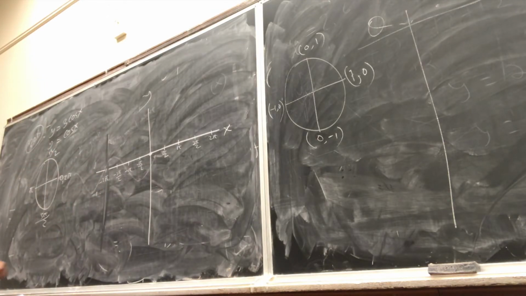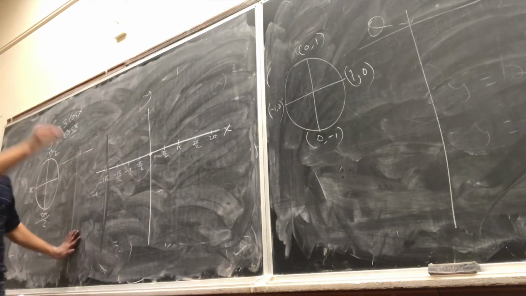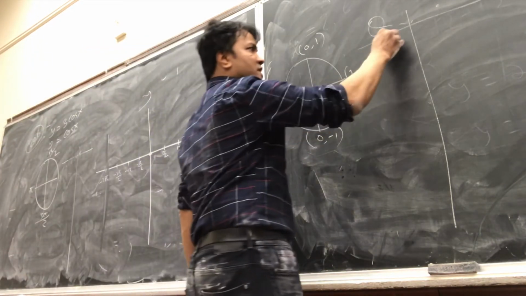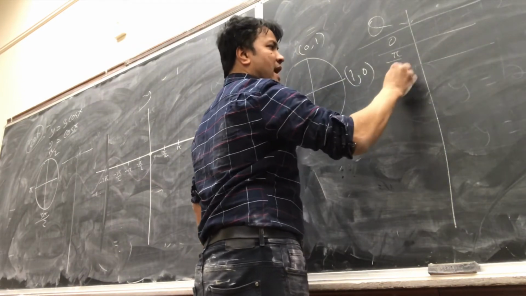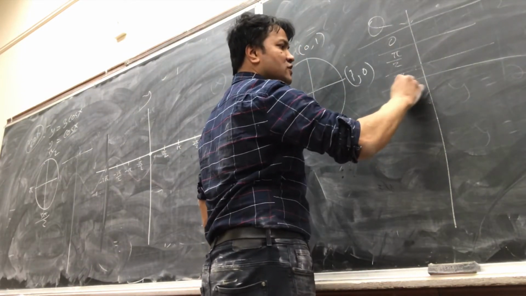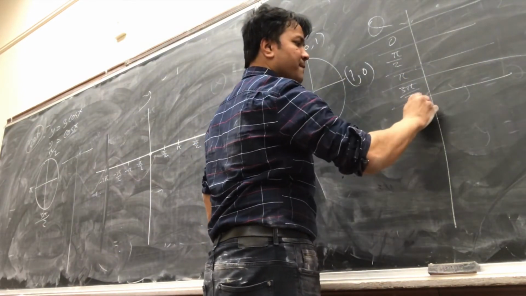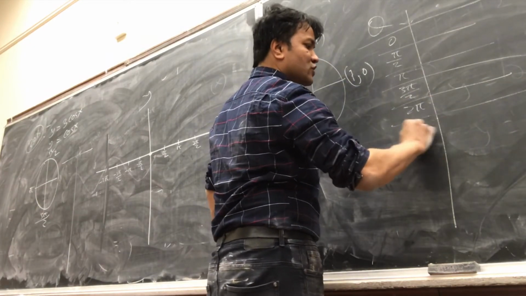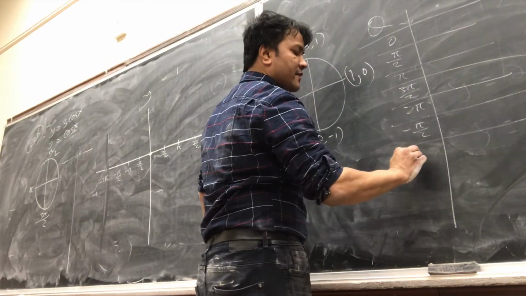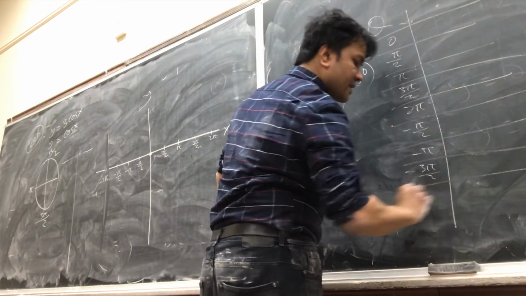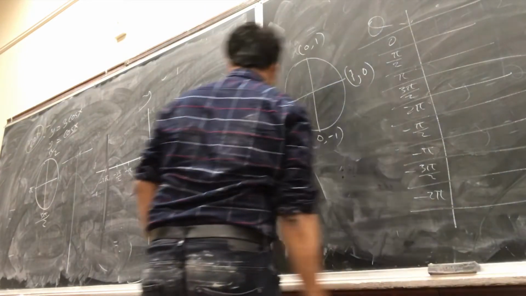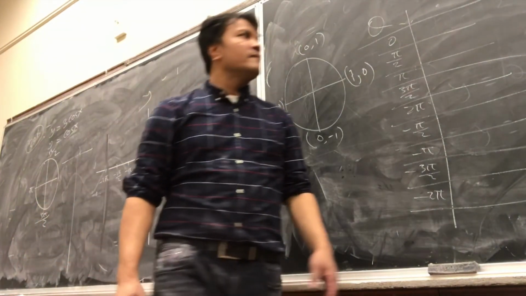Okay, that's nice. We have nice room here. Let's do it here. Oh no, we already made it here. So what is 0? And then pi over 2. And then pi. And then 3 pi over 2. And then 2 pi. And then negative pi over 2. And then negative pi. And then negative 3 pi over 2. And then negative 2 pi. Did I include everything? Okay.